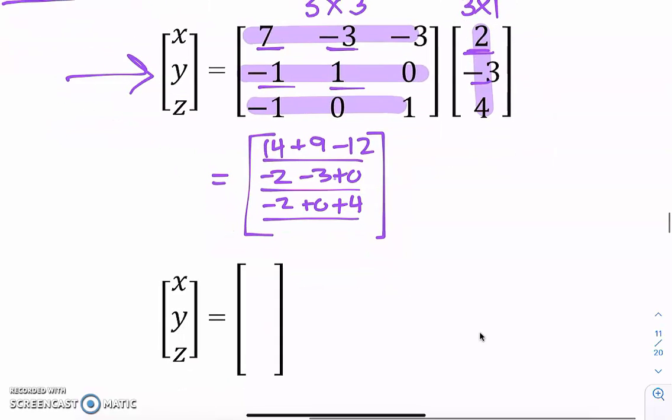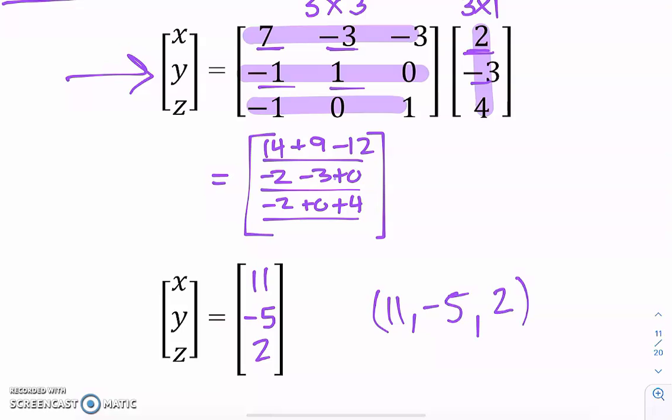So 14 plus 9 is 23, minus 12 gives you 11 for x. Then -2 and -3 is -5 for y. -2 plus 4 is 2 for z. So your ordered triple, or your solution, is 11, -5, 2.